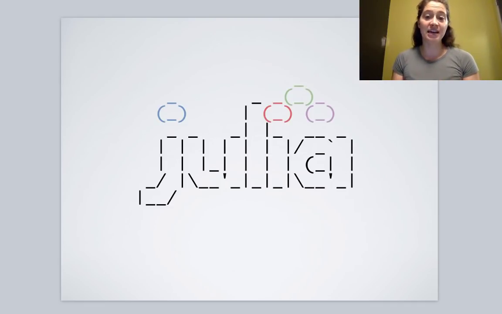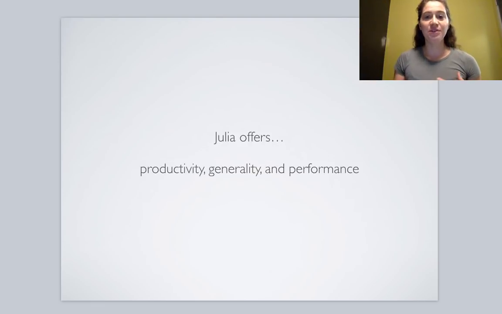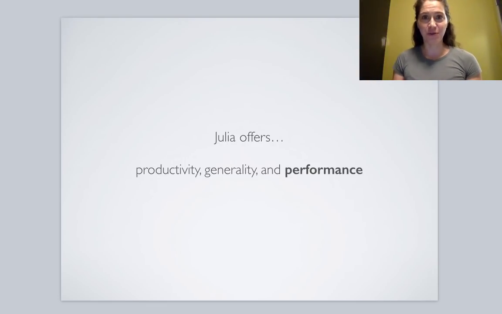And Julia was designed to address this two-language problem, where the tagline of Julia is, looks like Python, feels like Lisp, and runs like C or Fortran, with the idea being that Julia can offer you productivity, generality, and performance. So when we say that Julia offers all three of these things and helps us avoid trade-offs, I'll talk you through what I mean when I refer to each of these characteristics. So we can start by talking about Julia's performance.